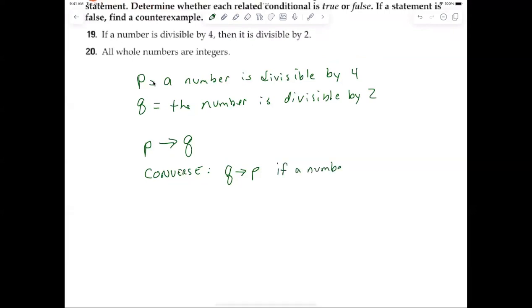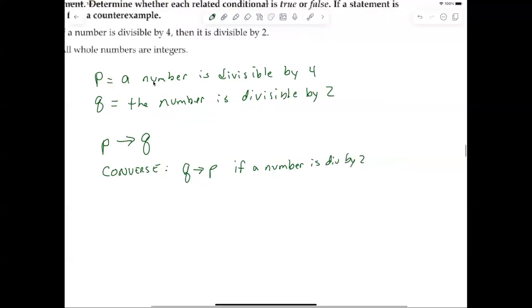Right, if a number is divisible by 2, then the number is divisible by what? Divisible by 4. Now, is the converse necessarily true? No, because we can pick a number, 6. That's divisible by 2, but that's not divisible by 4. So we can say that is false, and the counterexample would be 6. 6 is divisible by 2, but it's not divisible by 4. So we're okay with that.